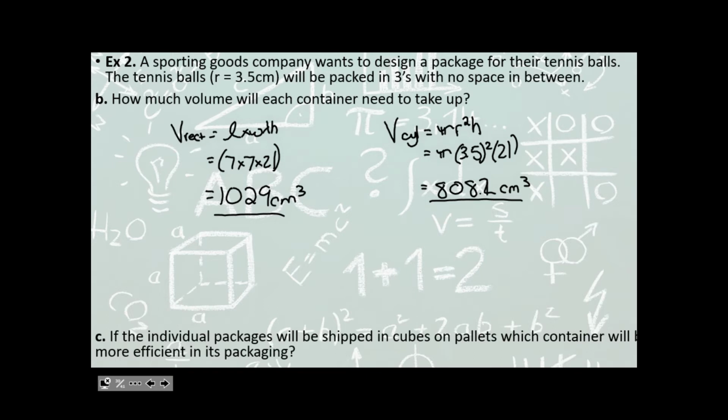So then it says for the last part, C here, if the individual packages will be shipped in cubes on pallets, which container would be more efficient in its packaging? Well, if I am trying to save material or fit the most amount possible, this one takes up quite a little bit less space, so I should be able to fit more in that large pallet. So that's most likely why we see tennis balls in their cylindrical package rather than a rectangular prism package.